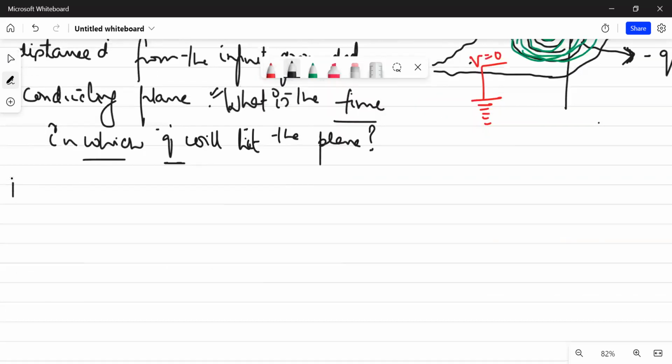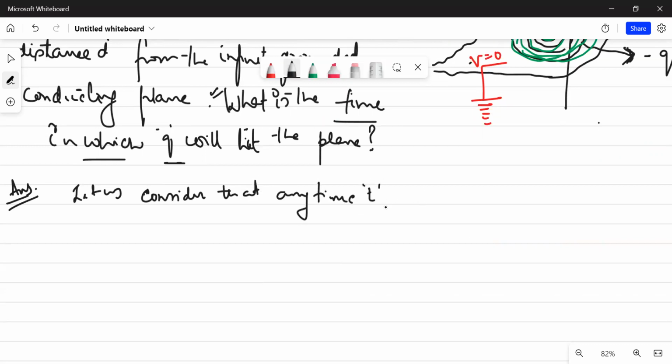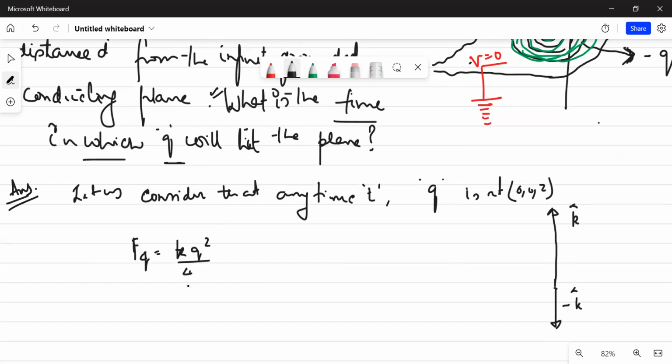So let us do it. Let us consider that at any time t, my charge particle q is at (0, 0, z). What does it imply? Just because this is kinematics, one has to keep care of the signs. So this is k cap and this is minus k cap. Okay, so the force on charge q is kq square upon 4z square, and this will be in the minus k cap direction.